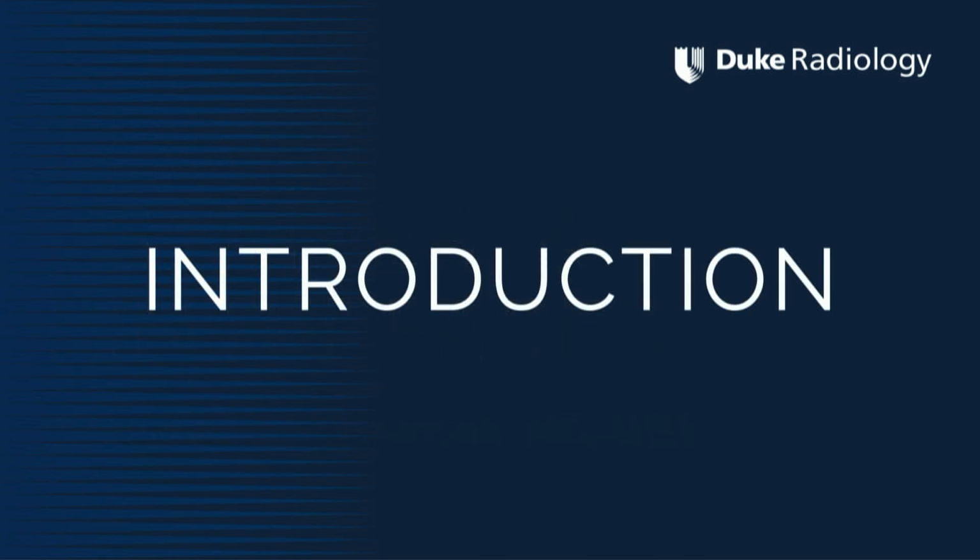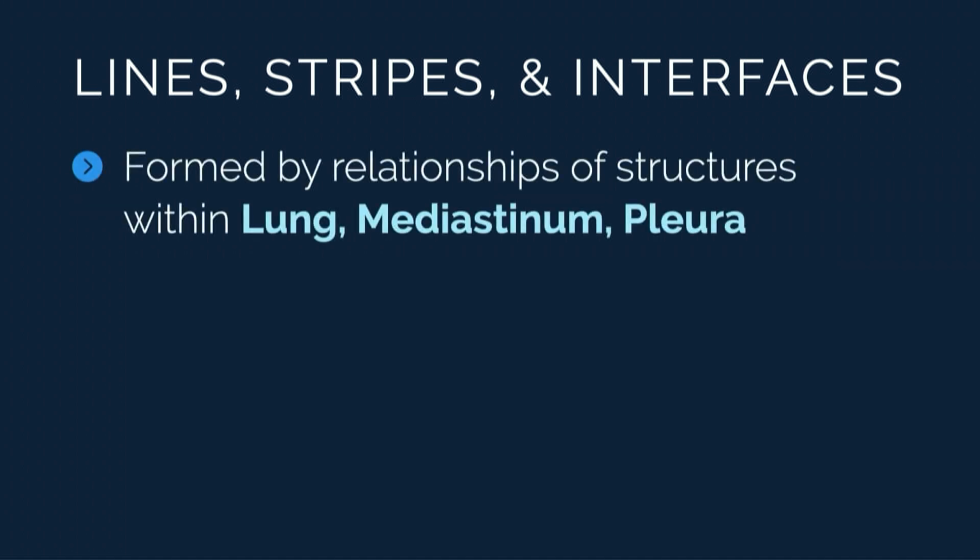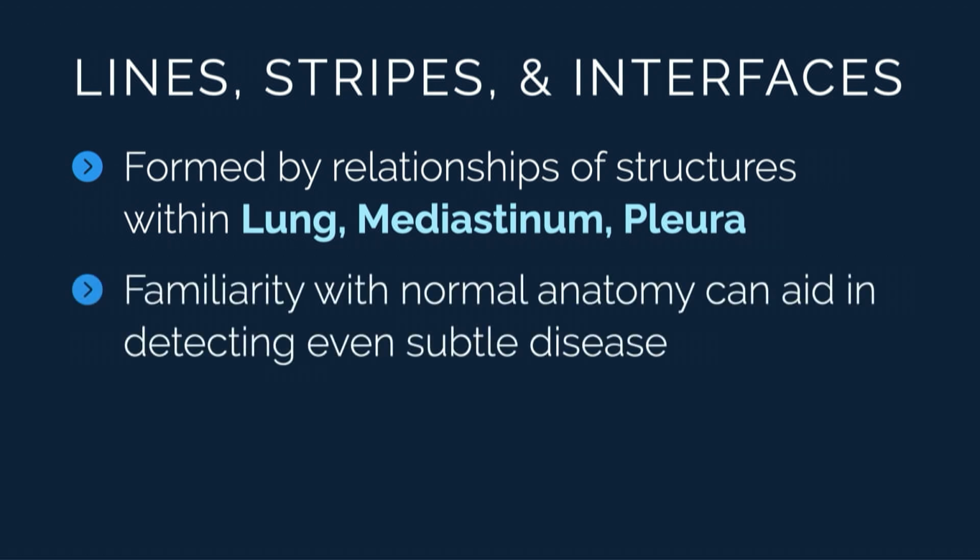So I want to start off just by talking a little bit about, well, what do we mean when we talk about line stripes and interfaces? Well, these are basically formed by the relationships of anatomy in the lung, mediastinum, and pleura. And they do have different meanings, and we'll talk about them. But really having a very strong knowledge of anatomy is going to be crucial when you're looking at a chest radiograph, because it's that knowledge of anatomy that can really help you detect subtle disease in its earliest stage.